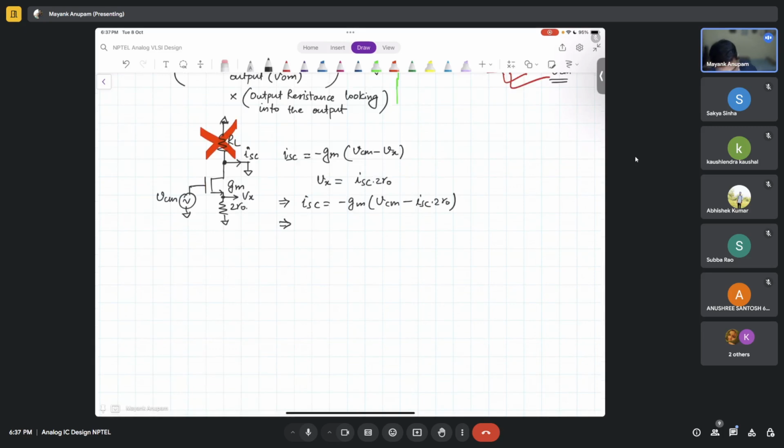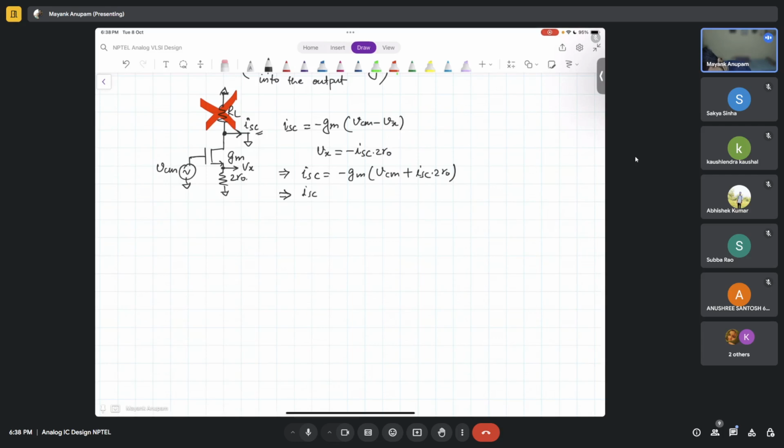Did I make a mistake somewhere? Yeah, it should be minus ISC, okay? Again, because the polarity of ISC is in this manner and the current is going to flow here, right? So it's a minus sign here. So it will be plus here.